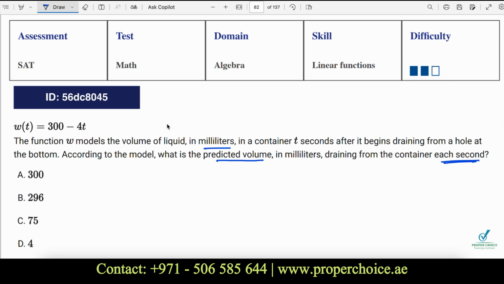If you look at it again, this is representing a linear function whose equation can be written as y equals mx plus b, which is the same as W of t equals 300 minus 4t. So any number with the letter, which in our case is t, represents the rate or the amount which is decreasing per unit of time. In this case, t is in seconds, so 4 will be representing draining of that liquid per second. So we go with option D, which is draining 4 milliliters per second. So it makes sense with option D.